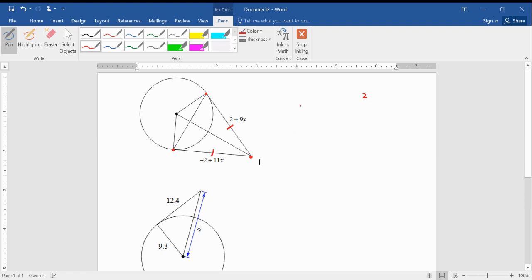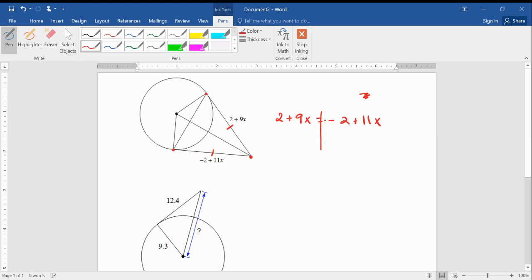So we're trying to solve for x in these equations. What we're going to do is take each one of these expressions, one of them being the first tangent expression, which is 2 plus 9x. The other is negative 2 plus 11x, and we're going to set them equal to each other because these segments should be congruent. They should be equal in length.